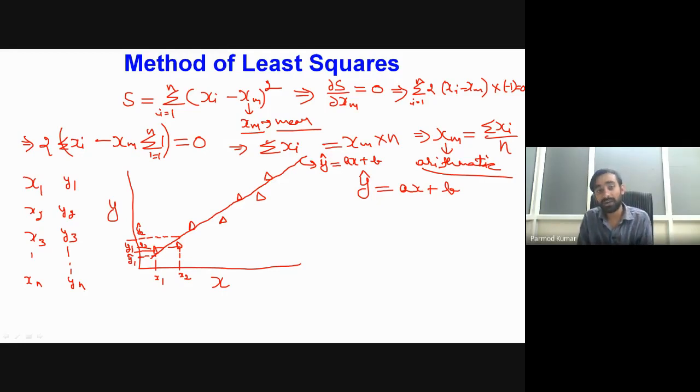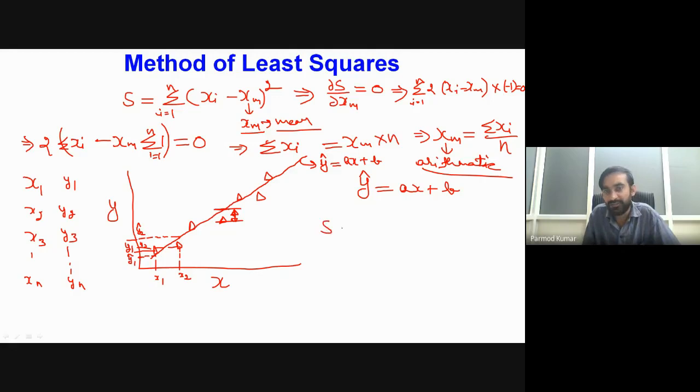Okay, so now what is our aim? Our aim is to define or plot this line in such a fashion that the difference between the observed value and the value obtained from the fit should be the smallest possible. Okay, so for that, once again we will be using our method of least squares.